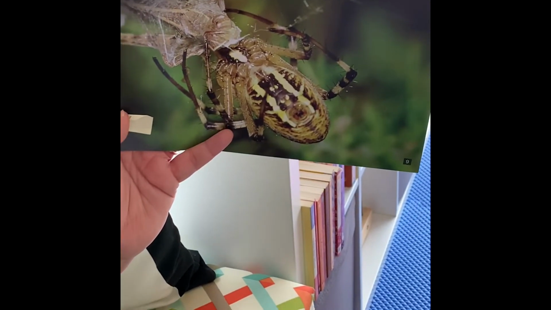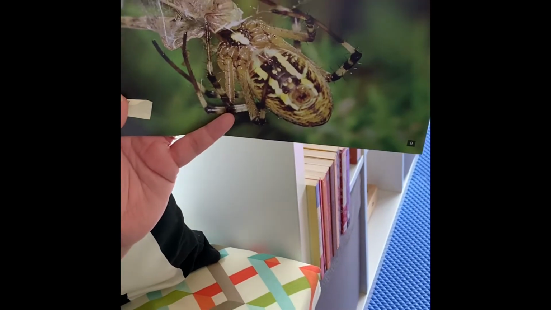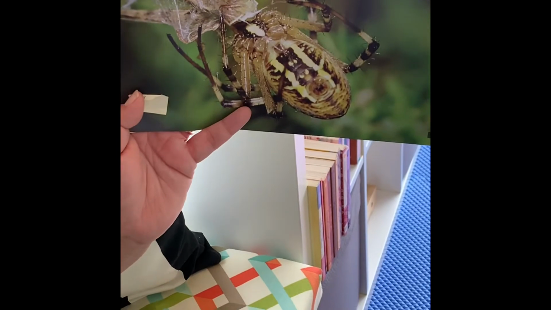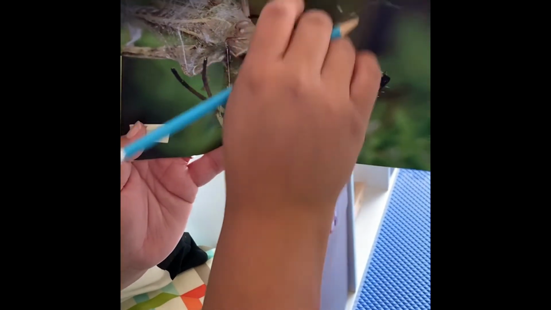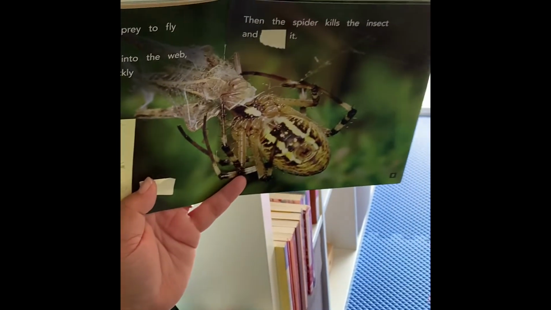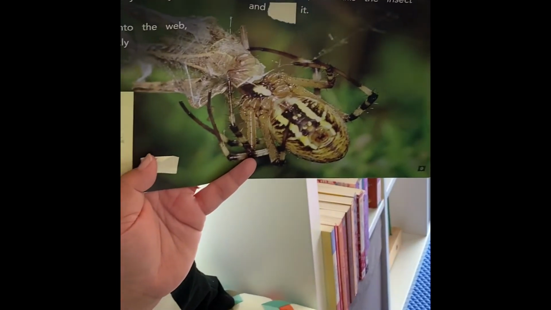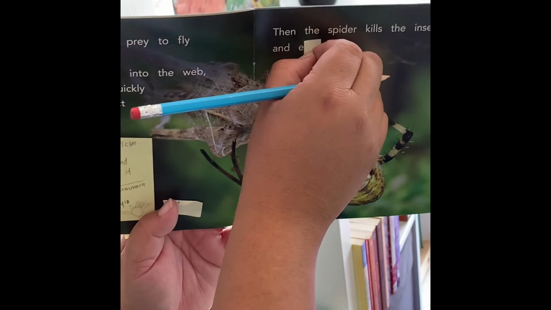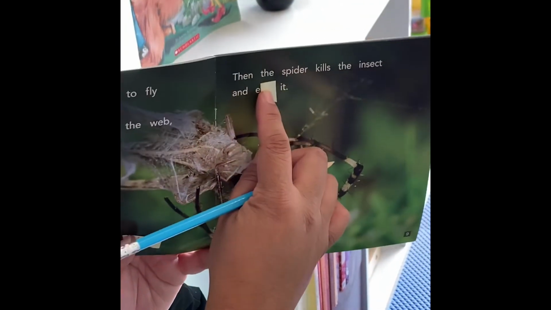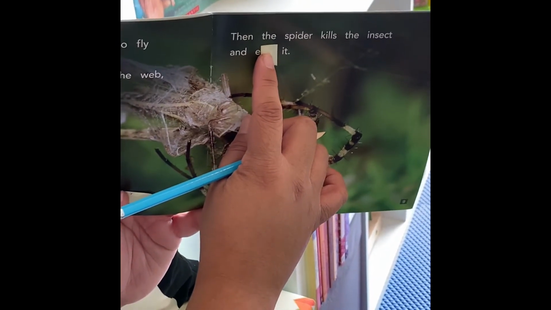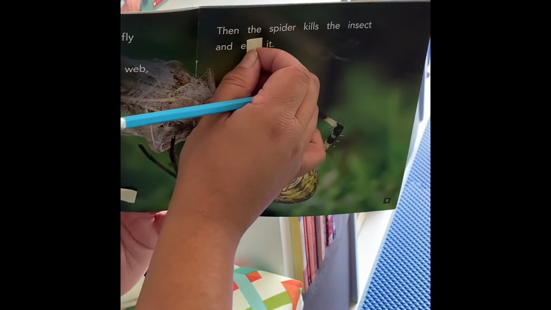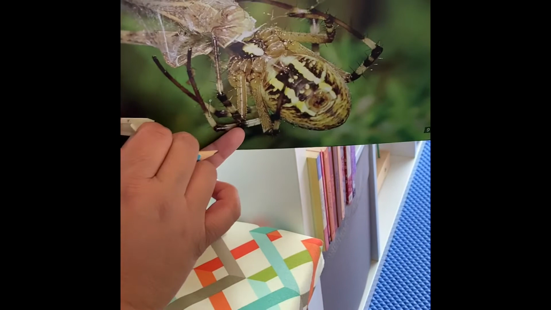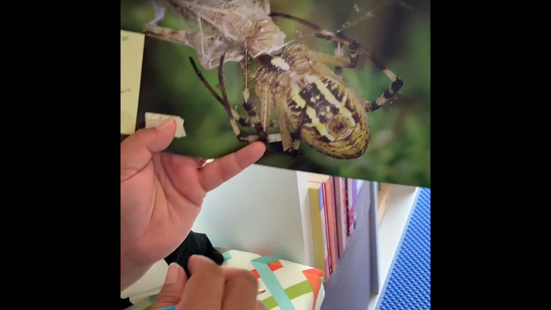Then the spider kills the insect and pinches it. Let's see. Bites it, pinches it. Ready? Both of them make sense. Both of them sound right. Let's see which one looks right. Bites it would be a B. Pinches would be a P. Uh-oh. I see an E. Then the spider kills the insect and eats it. Oh, okay. Let's pause here.